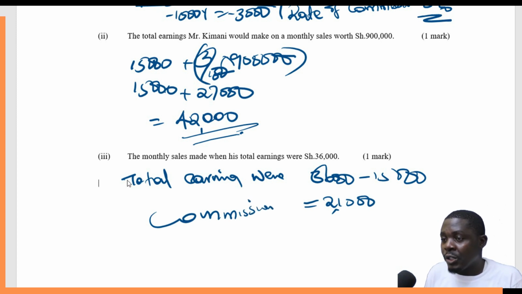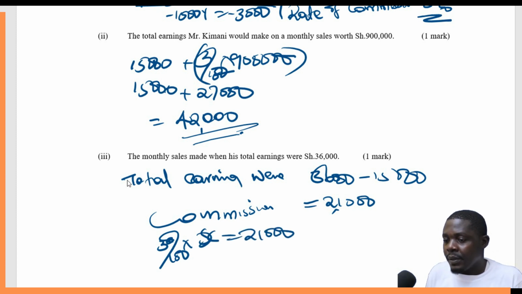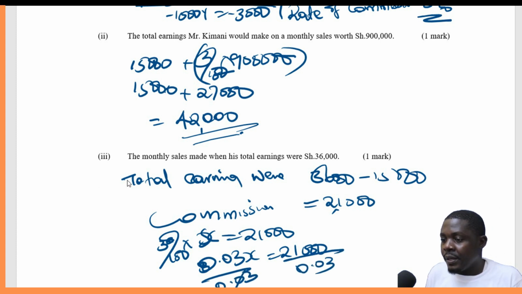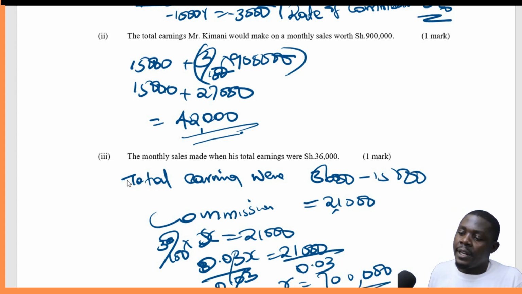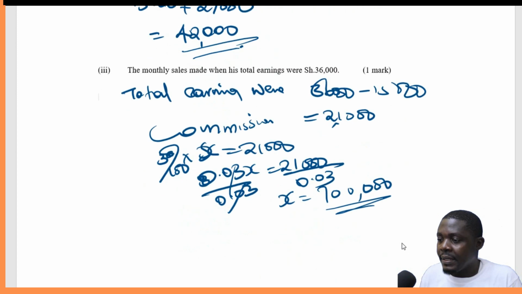And remember, how do we get the commission? Commission, we are taking 3 over 100, we multiply by the sales, which is X, should give us 21,000. In that case, 0.03x is equal to 21,000. Divide by 0.03, divide by 0.03. X alone is equal to 700,000. 700,000 as the sales.